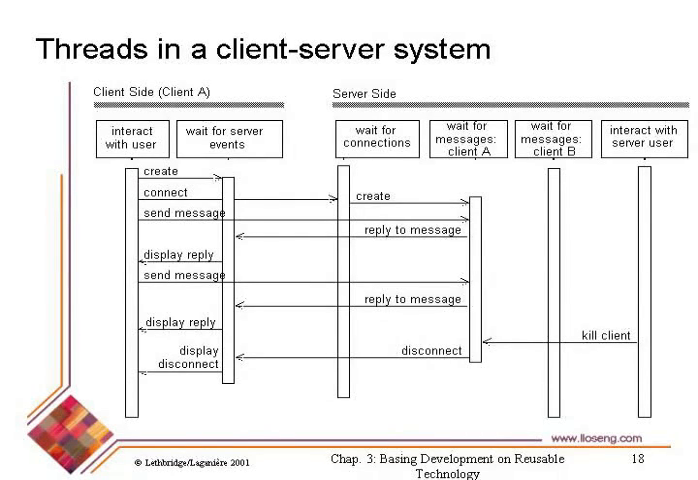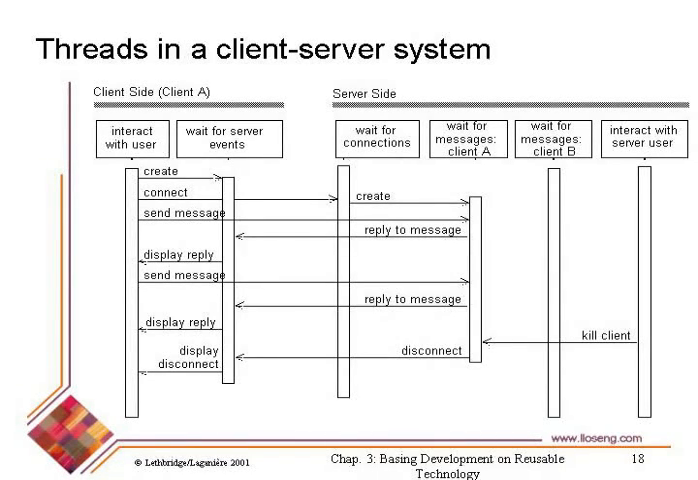Notice these boxes mean the lifespan. So the wait for messages client A doesn't start right at the beginning. Wait for connections does. But wait for messages client B does, maybe because this scenario has been going on for a while. And the top of the diagram is a point in time that we're showing what's been going on for a while. At the start of this scenario, client B is being connected. In fact, you'll notice that there's no interaction with client B all the way through this whole scenario. It's just sitting there, connected.